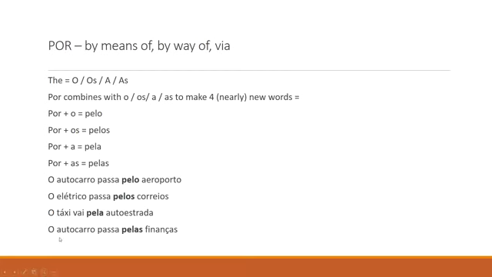I could say, o táxi vai pela autoestrada. The taxi goes along the highway, the motorway. Goes via the highway or motorway. And we could have o autocarro again. And this time it could be passa pelas finanças. It goes past the finanças, the tax office here in Portugal. So there's some examples of where we've got these what we call contractions.